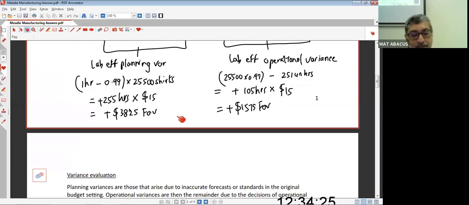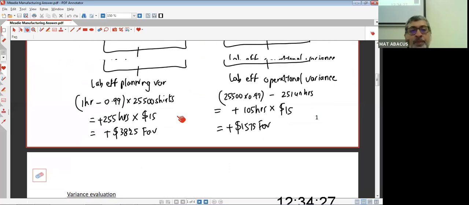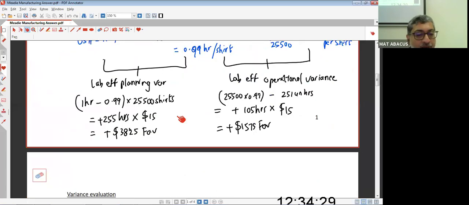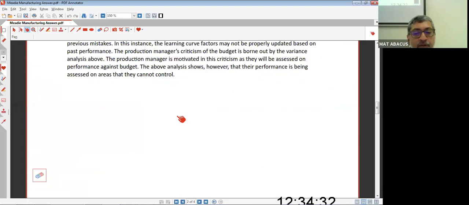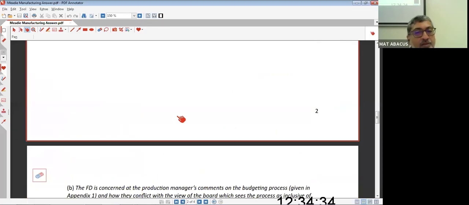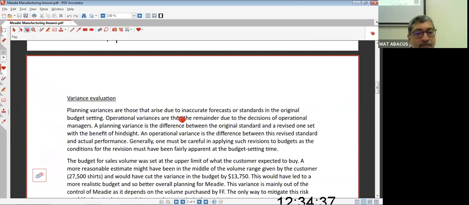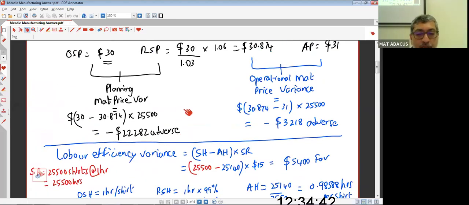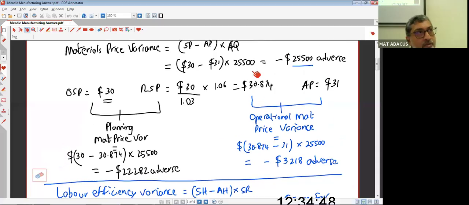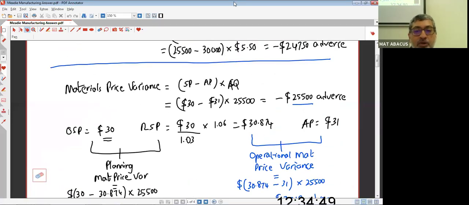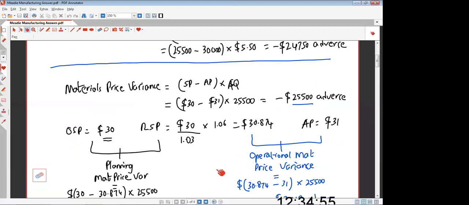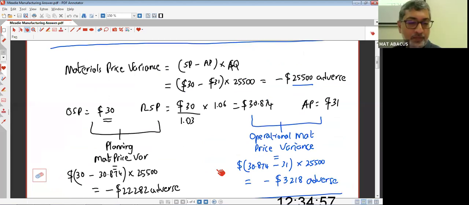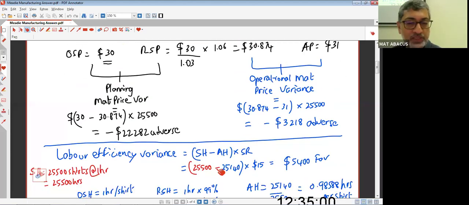So these calculations and evaluation are worth a total of 15 marks. Let's do the evaluation. Let's read the evaluation. Yeah, we can do the budgeting comment later on if you want. Okay. Any question? Yeah, online. If you have any question, please ask. No, sir. Right now, I think everything is okay. All right. So we carry on with the evaluation of these figures.